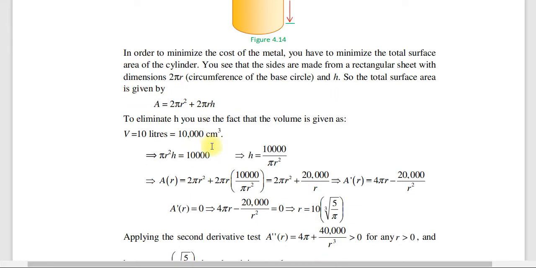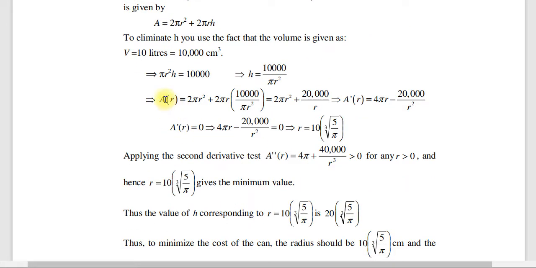እዚህ ጋር ማለት ነው. So A of r which is equal to 2 pi r square plus 2 pi r into 10,000 over pi r square. Which is 2 pi r square plus እዚህ ላይ አንዷን አር በአንዷ አር እናጣፋና እንዲሁም በሁለት እናበዛውና ይሄን 20,000 over r ይመጣልናል. ዘን ይሄን ደርቤት እናርገው with respect to r.